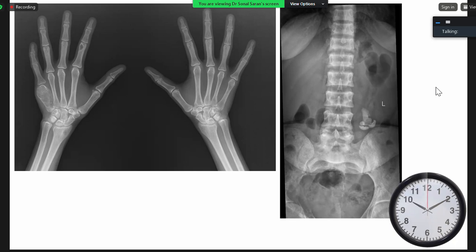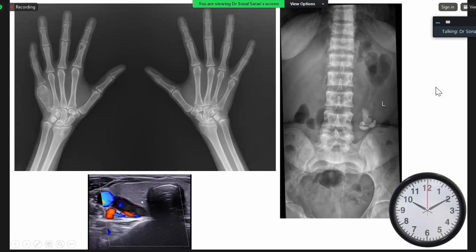Okay, so what we can see here are bilateral hand radiographs and a radiograph of the lumbosacral spine. We can see an osteolytic lesion in the fifth metacarpal and another osteolytic lesion in the proximal phalanx of the second finger. We can also see a large calculus, a radio-opaque shadow, in the renal area. And this is an ultrasound of the same patient in the thyroid region, where we can see a well-defined hypoechoic nodule in the region of the parathyroid. So this is a case of parathyroid adenoma with primary hyperparathyroidism.